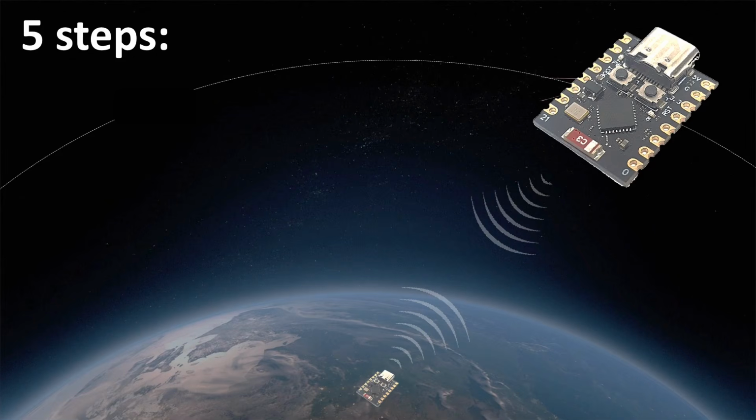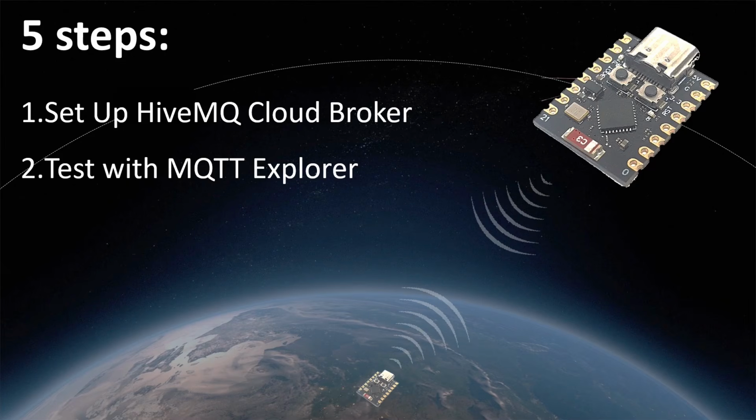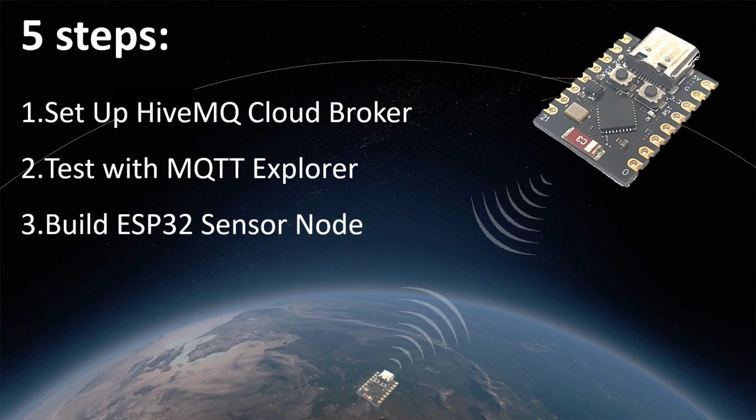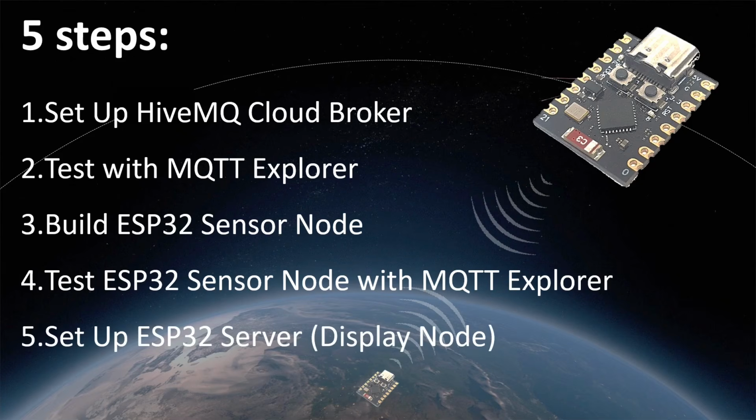We will set up the system in 5 steps. First, we will set up the HiveMQ cloud broker. Then we will test the cloud broker with MQTT Explorer. Then we will build the ESP32 sensor node and flash the software. Then we will test and verify that our ESP32 sensor node is working with MQTT Explorer. Finally, we will set up the ESP32 server, the second ESP, the display node. Now let's start to set up the HiveMQ cloud broker.